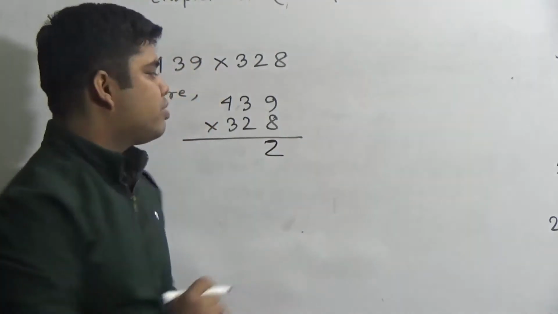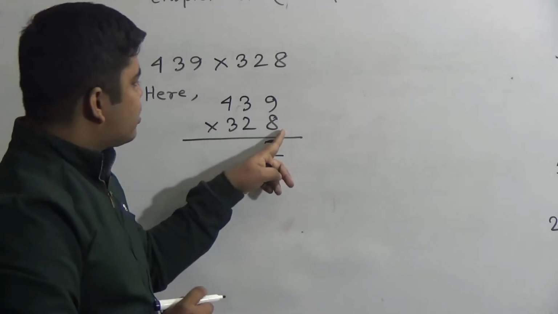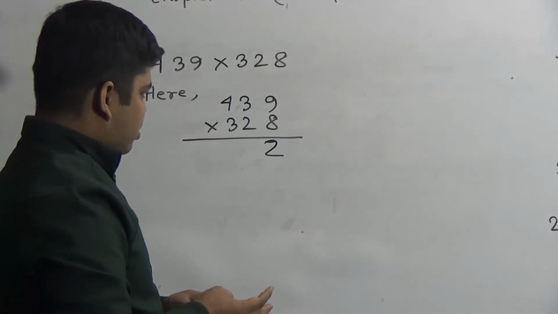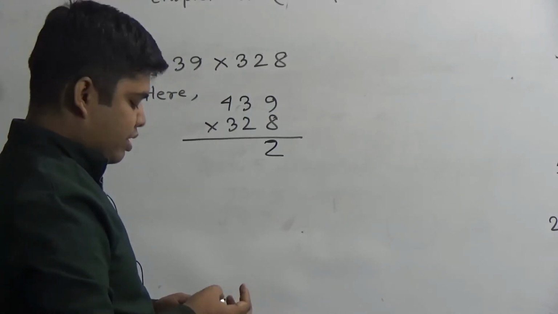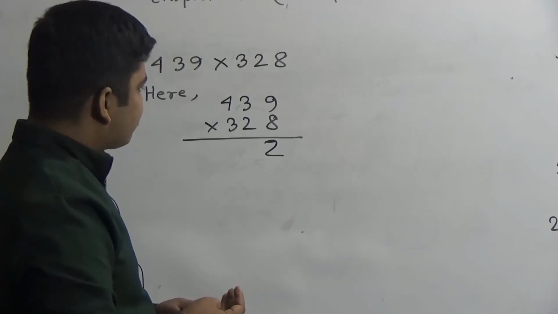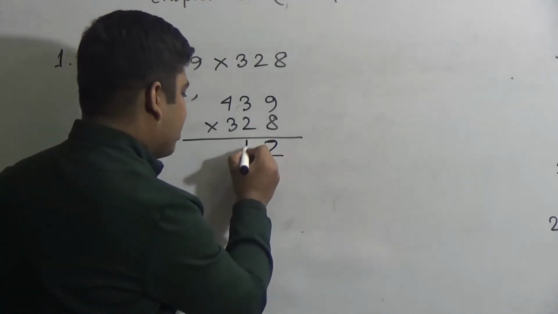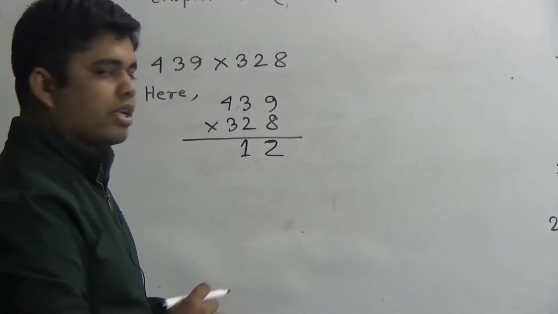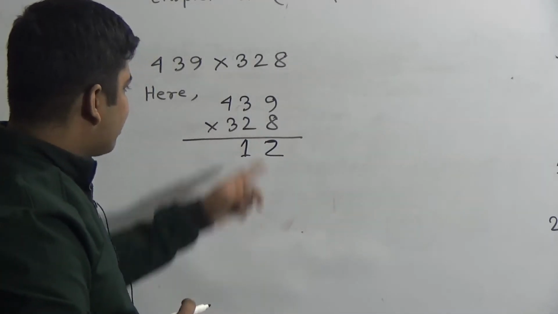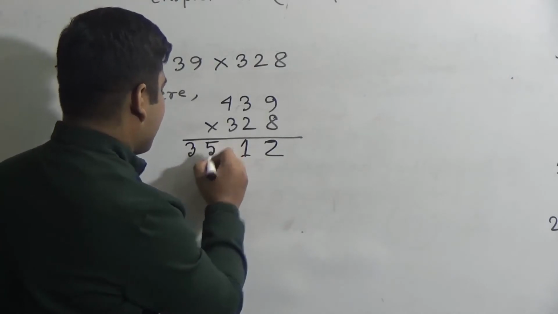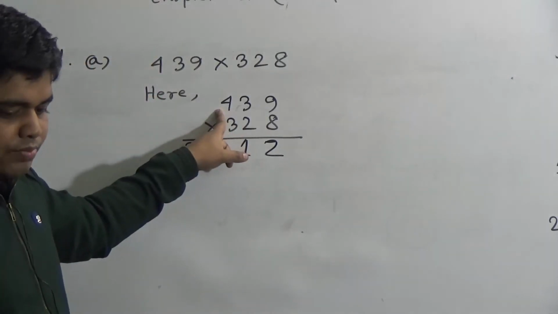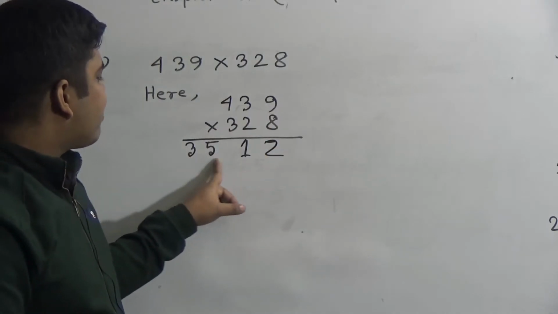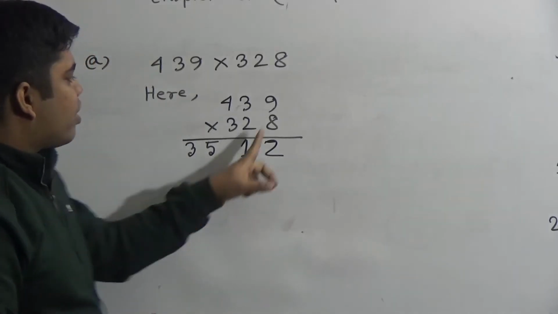Okay. 8 nines are 72. From 72 I write here 2 and carrying 7. 3 eights are 24. 24 and 7, 31. So from 31 I write 1 and carrying 3. 8 fours are 32. 32 and 3, 35. So if I multiply 439 by 8, then I get 3512. So ones place is done.